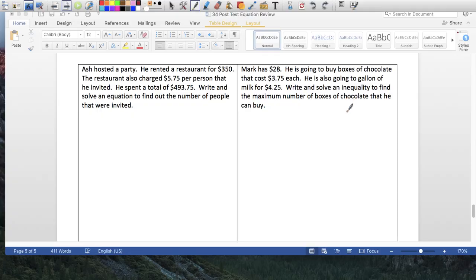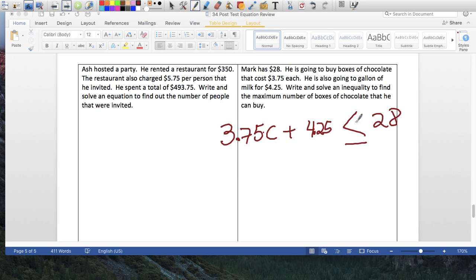Yes, $28. So let's see, can we go over? No. Everything that he spent has to be under or less than 28, or even equal to 28. Okay, so what did he buy? He's going to buy boxes of chocolate, so more than one box. So each box of chocolate is $3.75 times C, the number of chocolates, plus what else? A gallon of milk, which costs $4.25. So all that will be less than or equal to $28.